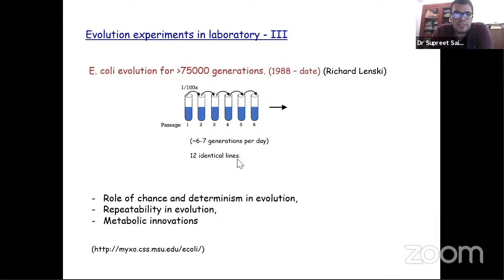But what this has really told us about is the roles of chance and determinism in evolution. I just went through your lecture series, and I saw that sometime back Kavita from JNC talked about the role that chance plays in deciding evolutionary outcomes.